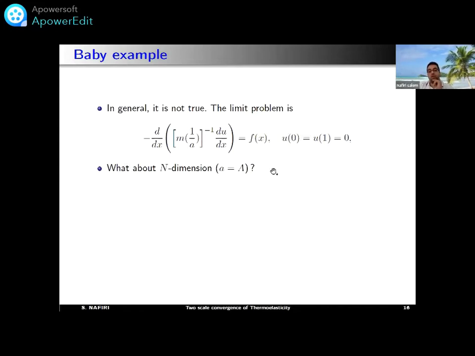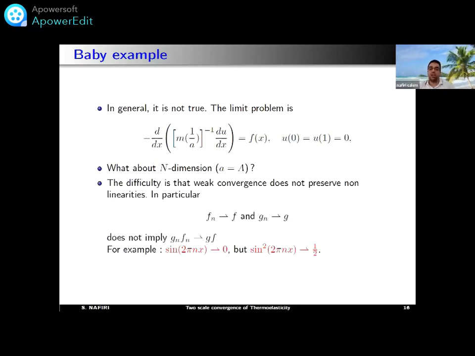Unfortunately, the answer here is also no. We cannot replace small a by a matrix and conclude. And fortunately so, because otherwise we would be jobless. Homogenization gives us the chance to work on challenging problems. So the difficulty in general is that weak convergence does not preserve these non-linearities retained by the coefficients.